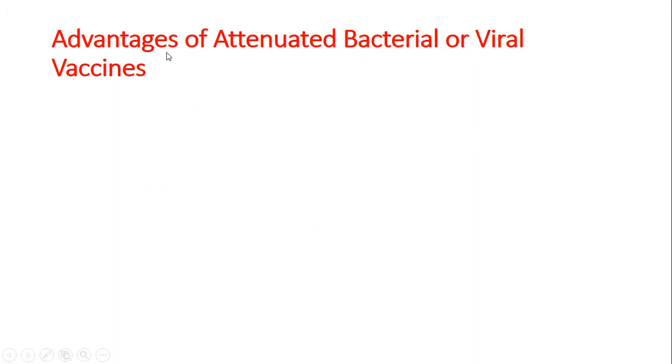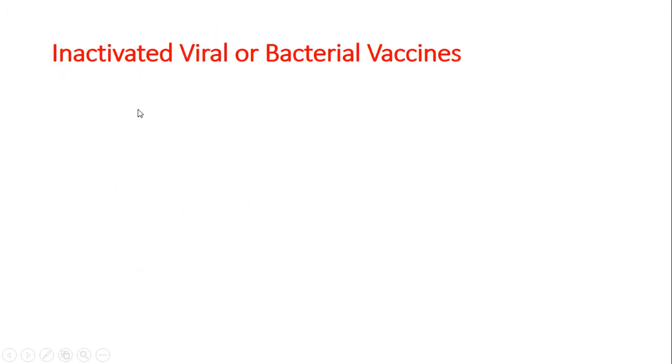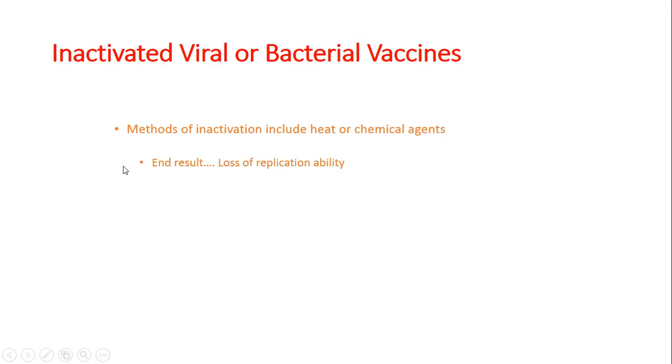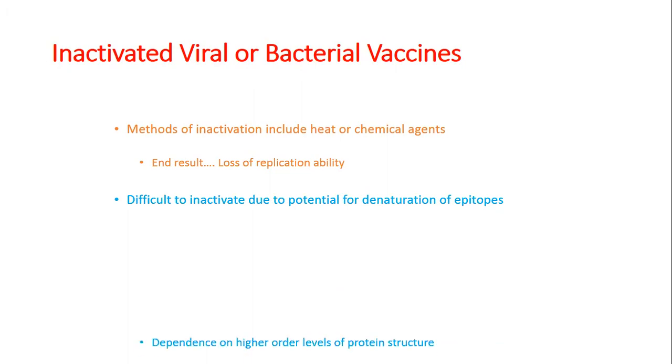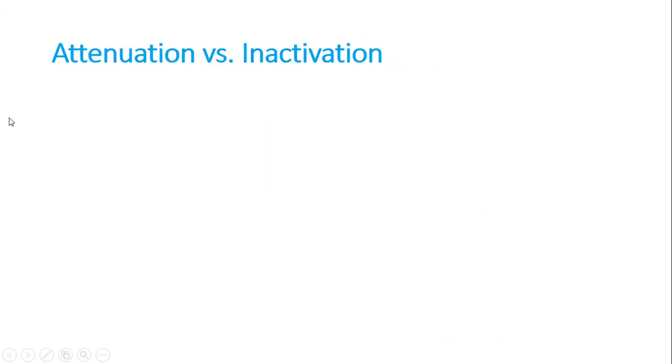Advantages of attenuated bacterial or viral vaccine: the advantages stem from their capacity for transient growth, a prolonged immune system exposure, single immunization, and replication within host cells. For inactivated viral or bacterial vaccine, methods of inactivation include heat or chemical agents, and the result is loss of replication ability. It is difficult to inactivate due to the potential for denaturation of epitopes, dependent on the higher order level of protein structure.